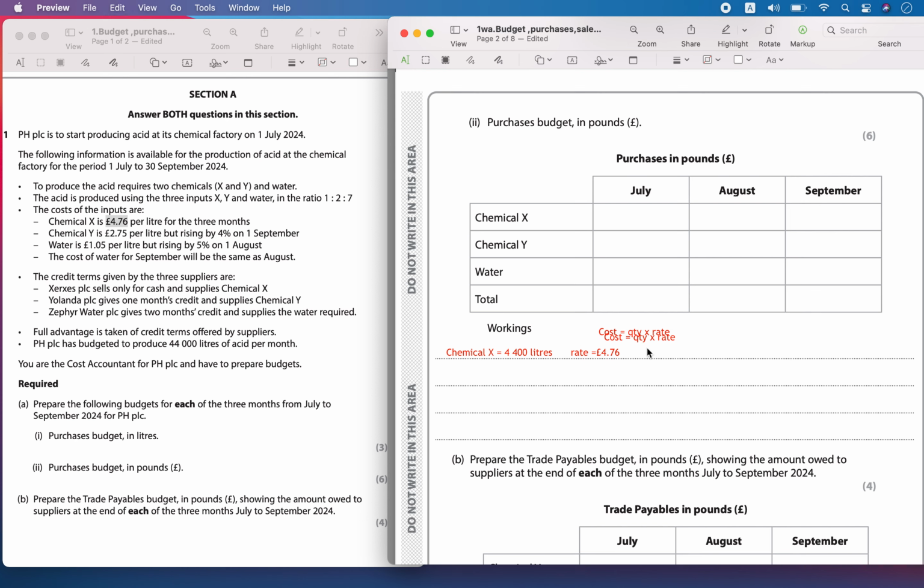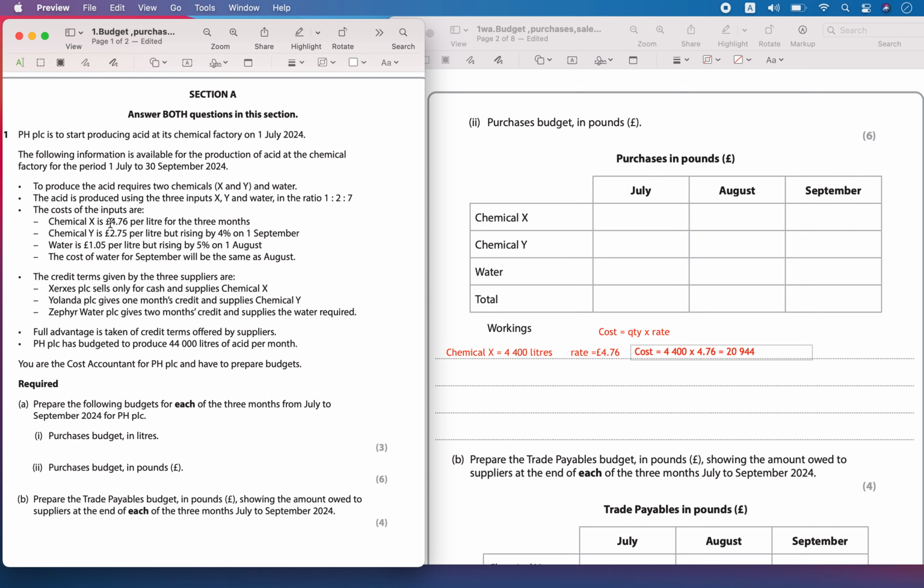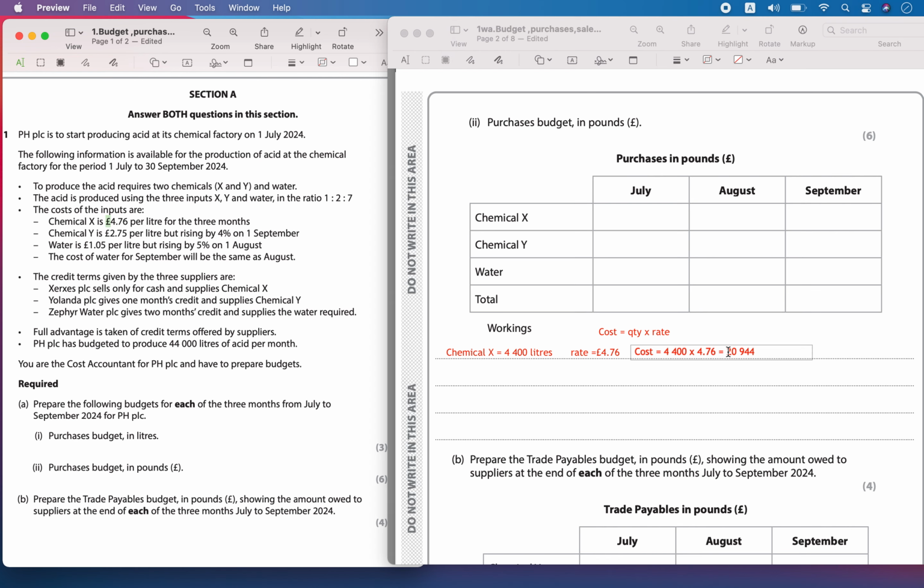is this much. So the cost will be equal to quantity, that is 4,400, and the rate is 4.76. So that will be equal to 20,944. So that is in pounds. Okay, this is the amount. This one is per liter. So for 4,400 liters, the amount will be this much cost for the chemical X.